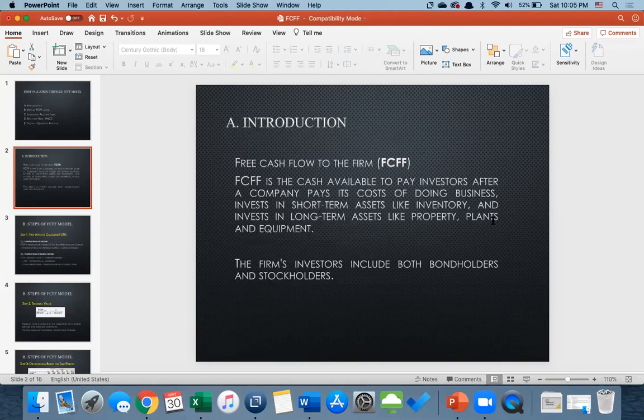FCFF means the free cash flow to firm. It is the cash available to pay investors after a firm pays its cost of doing business, that is, operation. So it includes both bondholders and stockholders.